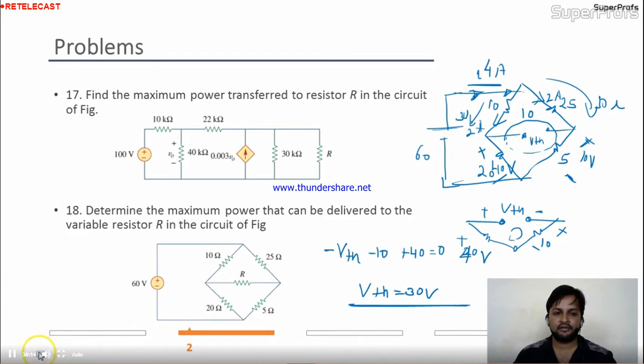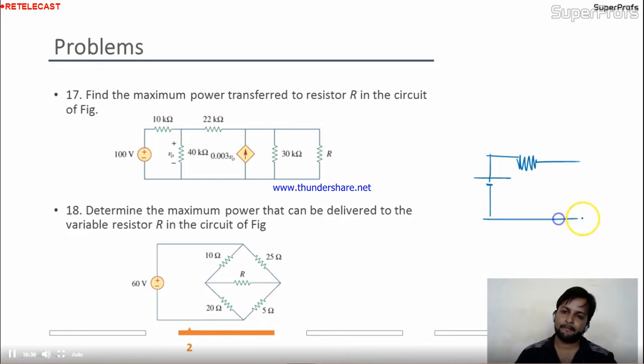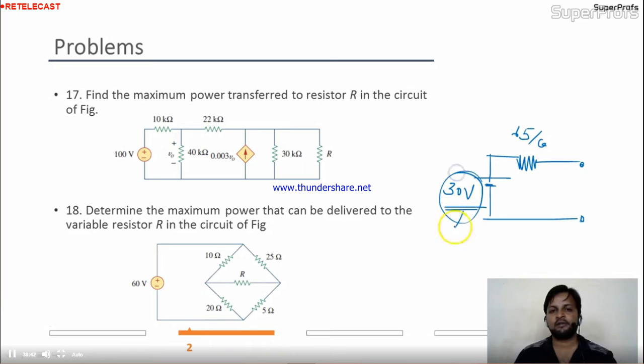Is it okay? So for this circuit, the resultant circuit is, this was nothing but 65 by 6, and the VTH you calculated is 30 volt. Did we calculate 30? Yes, you can check, okay. This is 30 volts. So this is the resultant. Is it okay for you?